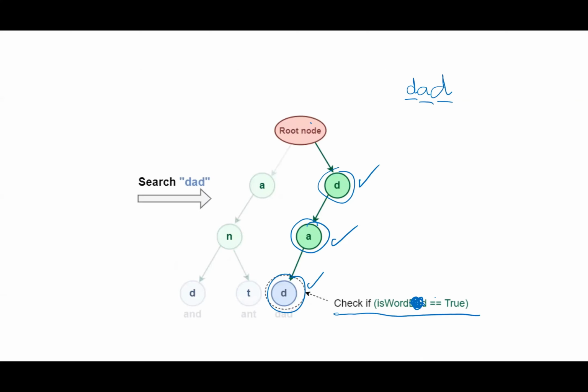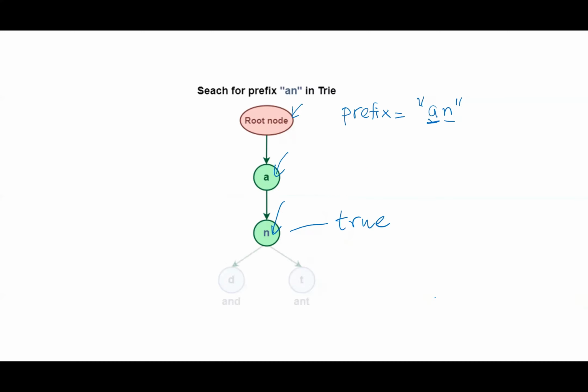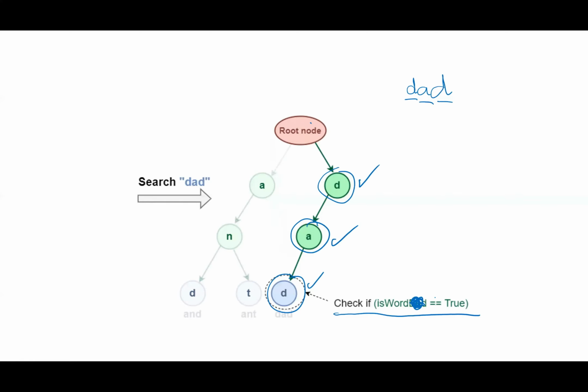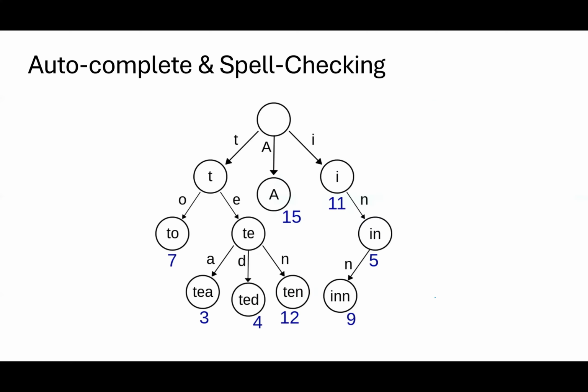Now, some of you may have already figured out how this trie data structure can help in autocomplete and spelling. So let's look at one example. This is an example of a trie. For now, ignore these numbers. The numbers are there, but ignore them. Just look at the other stuff.